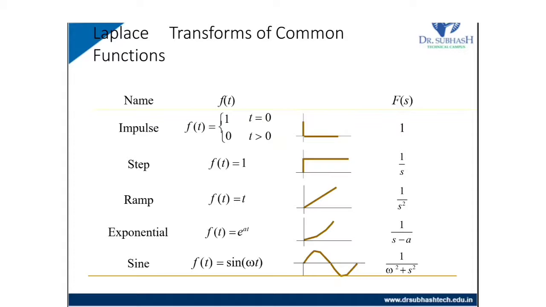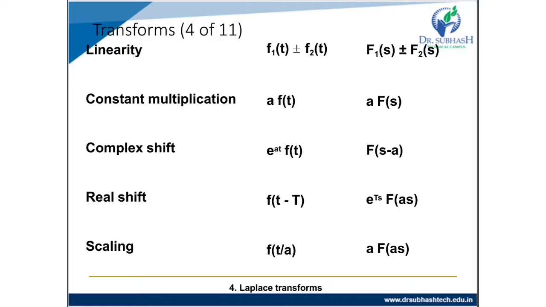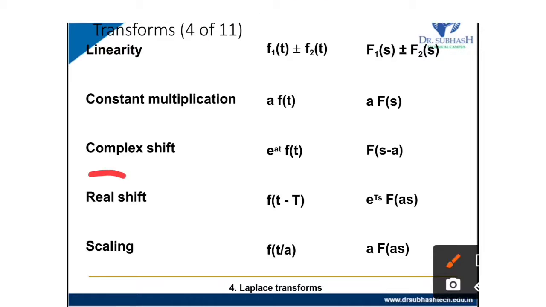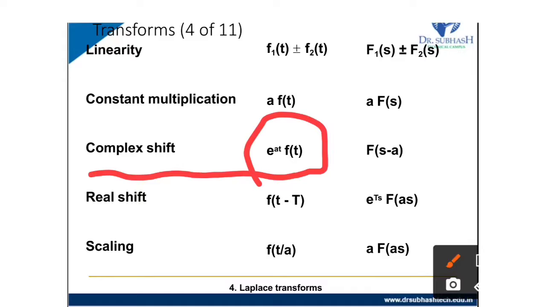For a ramp, f of t equal to t, the Laplace transform is 1 upon s square. For e raised to plus at, it is 1 upon s minus a. For sin omega t, it is omega upon omega square plus s square. But if f of t is multiplied with e raised to at, then the Laplace transform, instead of F of s, is F of s minus a.